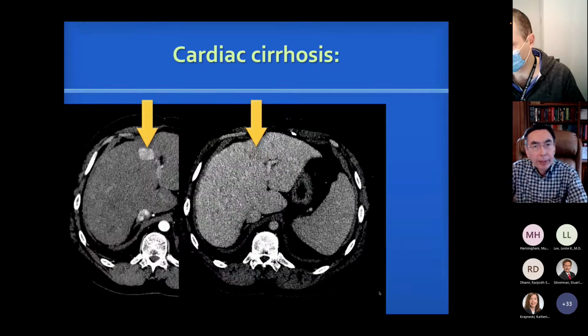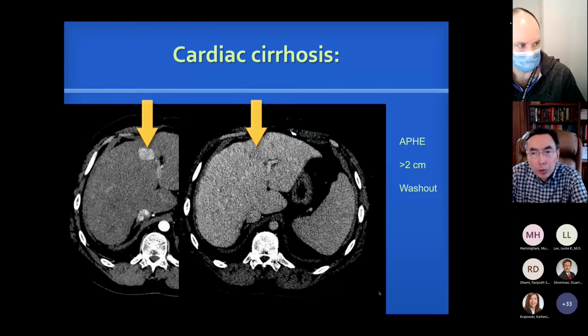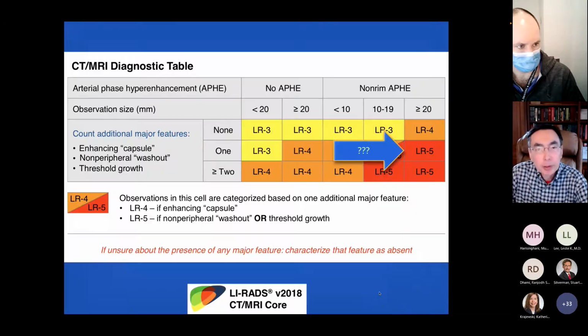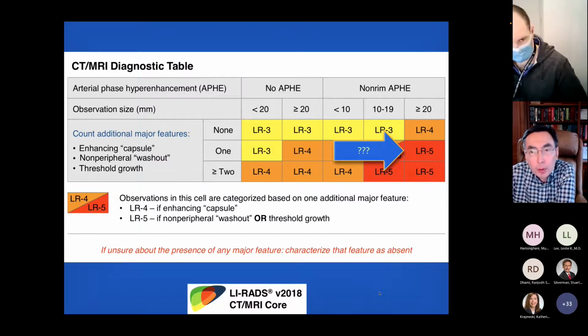So let's look at another case. So here's a patient with cardiac cirrhosis. There's an arterial phase hyperenhancing mass that's larger than 2 centimeters. It has washout. And so what would you classify this as? So if you go to the LI-RADS table, we have arterial phase hyperenhancement. It's larger than 2 centimeters, and it has washout. So would this be a LI-RADS 5?